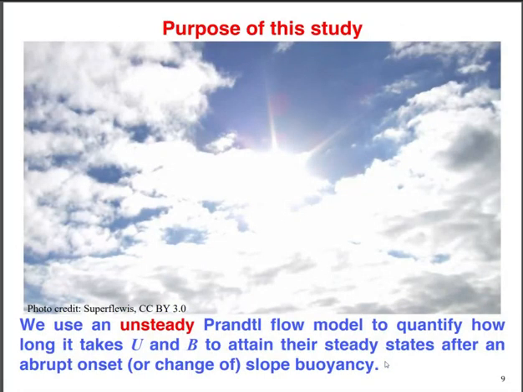We're going to use an unsteady version of the Prandtl flow model to quantify how long it takes the wind and buoyancy to attain their steady state after an abrupt onset or change in slope buoyancy. You could think of it as, maybe you've got a katabatic flow at night, and then the sun pops up, and it switches to anabatic. What's the time frame for that changeover?